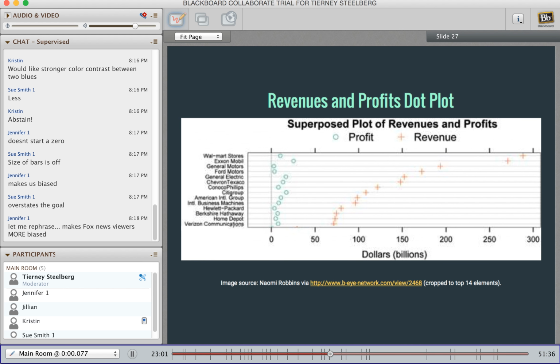What do you think of a dot plot as an alternative to bar charts? Can you think of data you would like to present in a dot plot? Let us know in the chat.